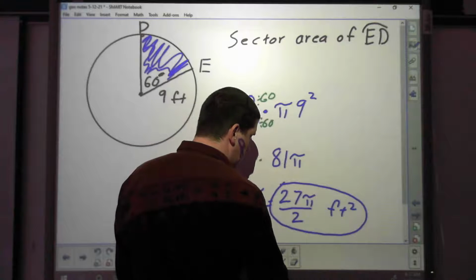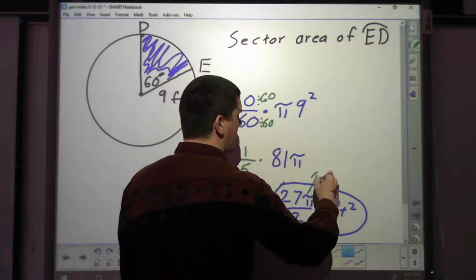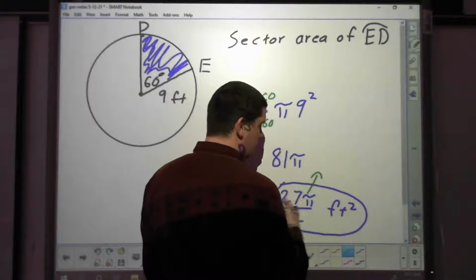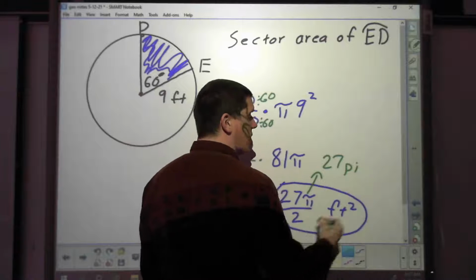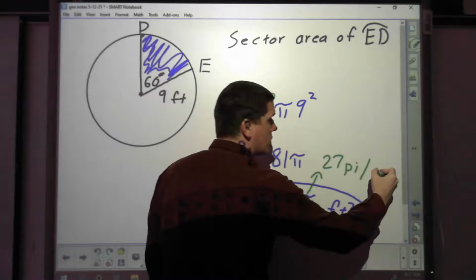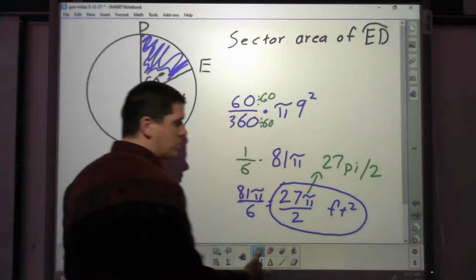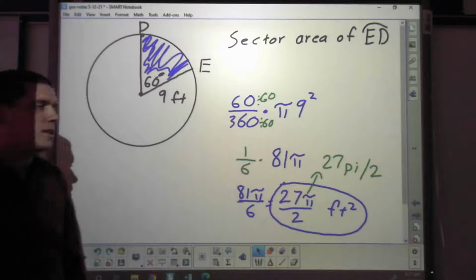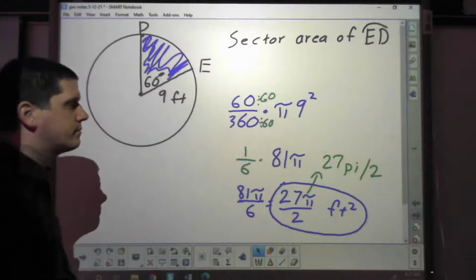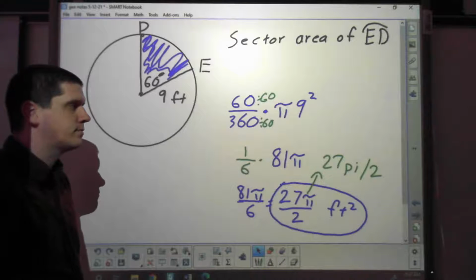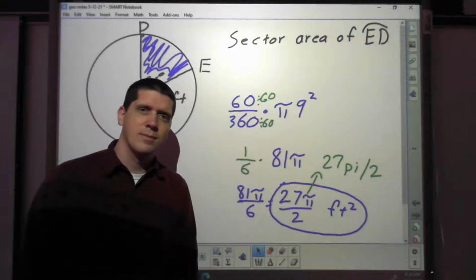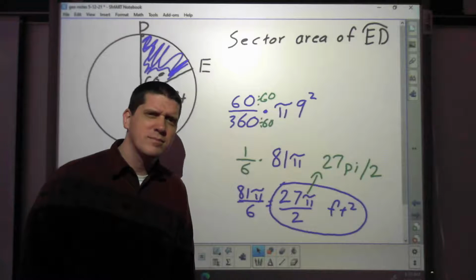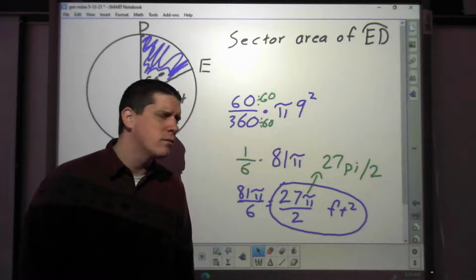Now, just because with these fractions, I always like to remind us when we're typing these in on Canvas: again, 27 pi, abbreviated pi, and then that slash, and then 2. That's how we would simply type that into Canvas. Is it difficult? I don't think so either.